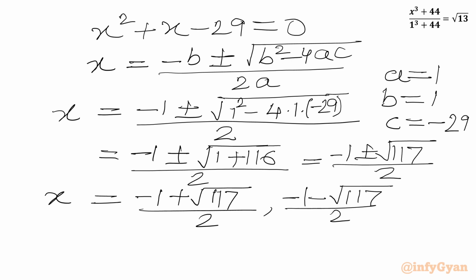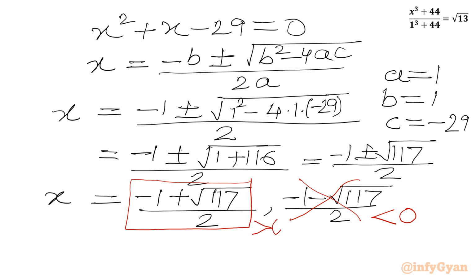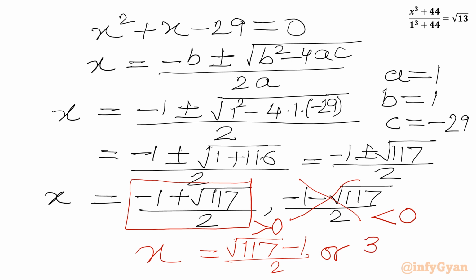Now the condition on x was that x must be positive. So we will reject this solution as it is negative, and we will accept only this solution as it is positive. So our final solution becomes x = (√117 − 1)/2. Now 117 is 13 times 9, so I can also write x = (3√13 − 1)/2.